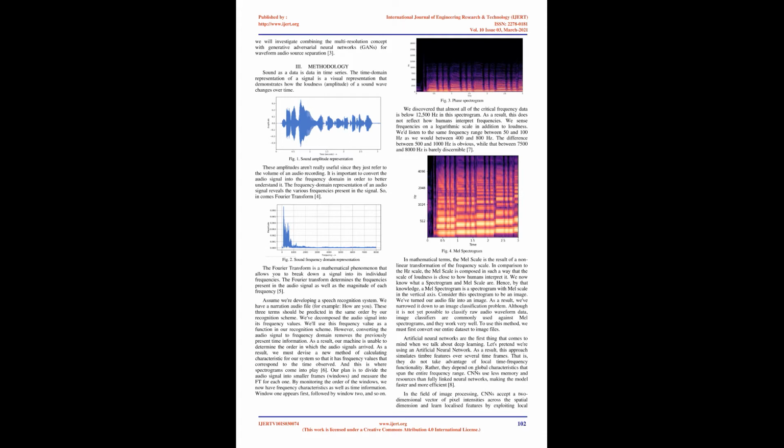3. Methodology. Sound as data is data in time series. The time domain representation of a signal is a visual representation that demonstrates how the loudness, or amplitude, of a sound wave changes over time. These amplitudes aren't really useful since they just refer to the volume of an audio recording. It is important to convert the audio signal into the frequency domain in order to better understand it. The frequency domain representation of an audio signal reveals the various frequencies present in the signal. So, in comes the Fourier transform. The Fourier transform is a mathematical phenomenon that allows you to break down a signal into its individual frequencies.